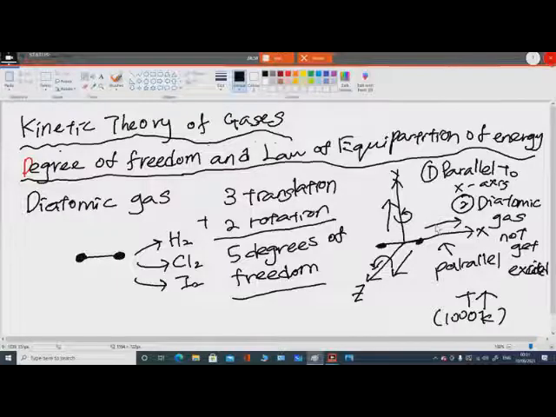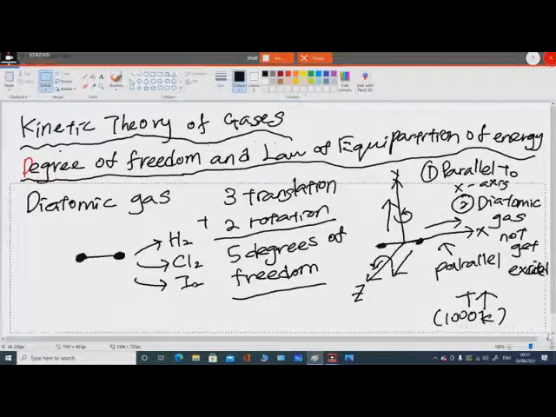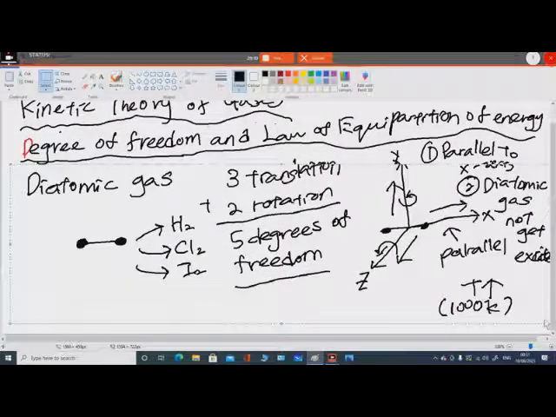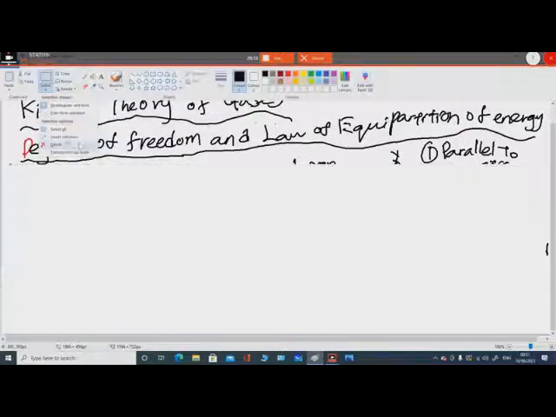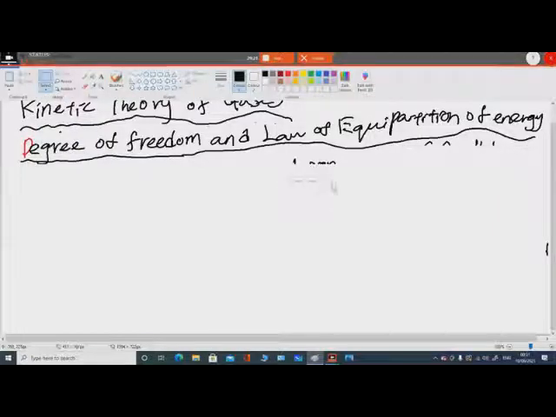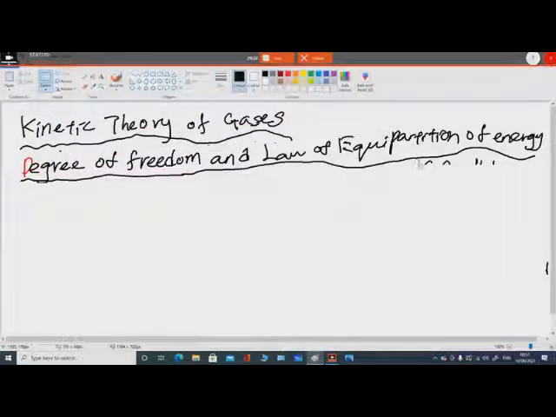Alright, so let's move on to polyatomic gas. Oops. Okay, so let me erase this one. Alright, let me scroll it up. Okay, so let's move on to polyatomic gases.